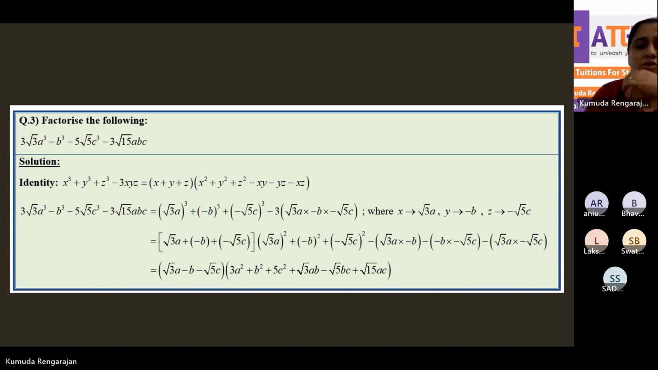Got it, children? You understand why it is minus b and minus root 5c, all of you? Please take down.